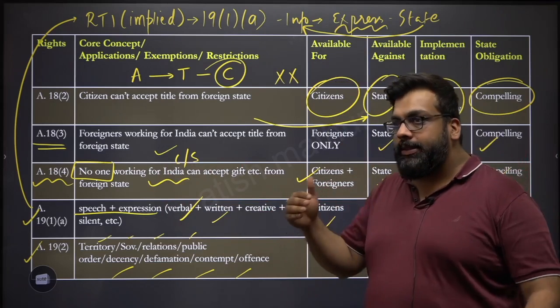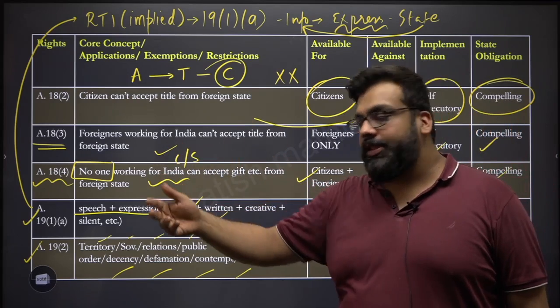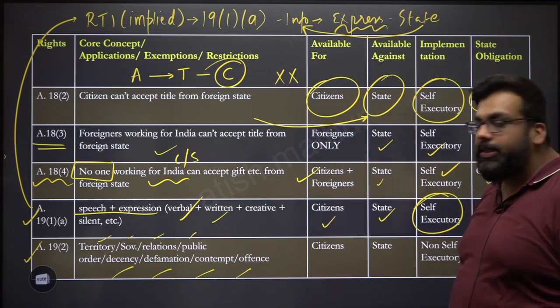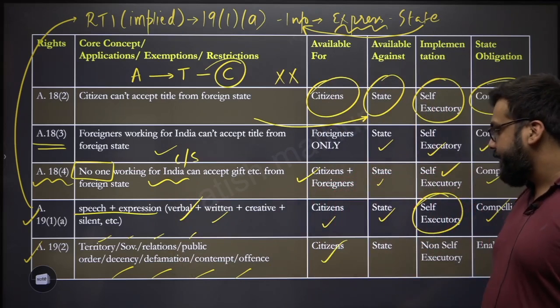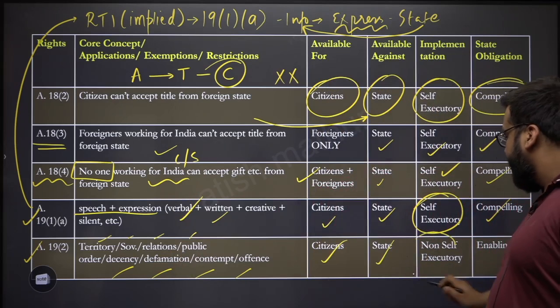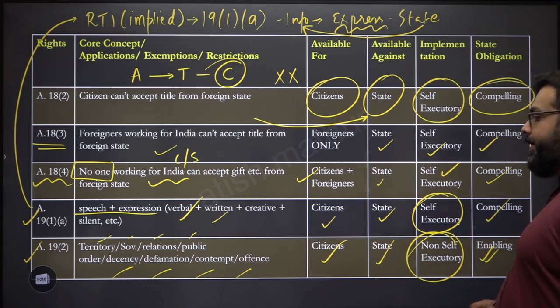And because the text says nothing shall stop the state from making provisions on these grounds to restrict Article 19 clause 1 clause A. So it's available only for citizens, against the state. It is non-self-executory, and therefore it is enabling in nature.